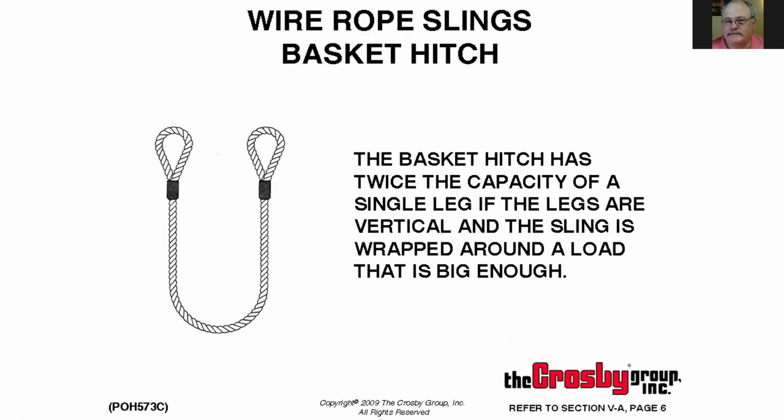The last one is the basket, the vertical basket. You'll notice in the vertical basket, both legs are straight up and down. In this case, you end up doubling the capacity of the sling in a basket, but as soon as you bring those two eyes together and form this sling at an angle, the capacities are going to change. And you as the rigger have got to be aware of those capacity changes depending on how you're using the sling.